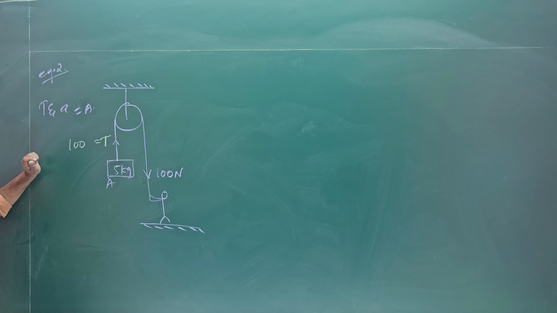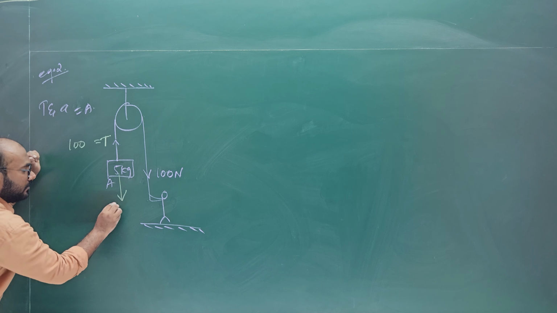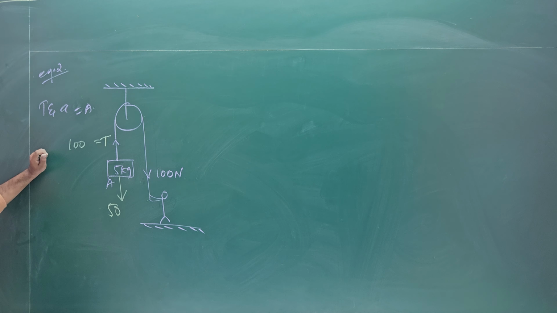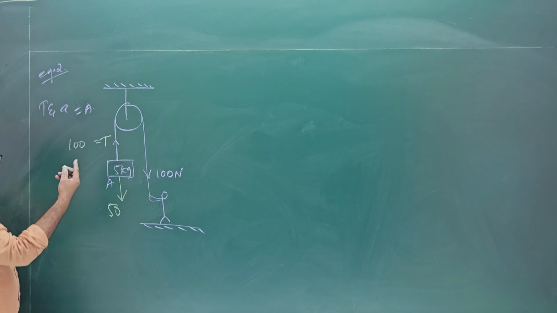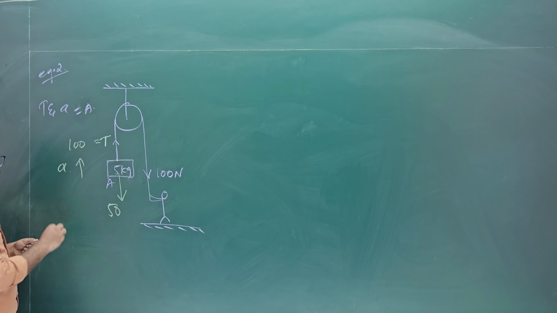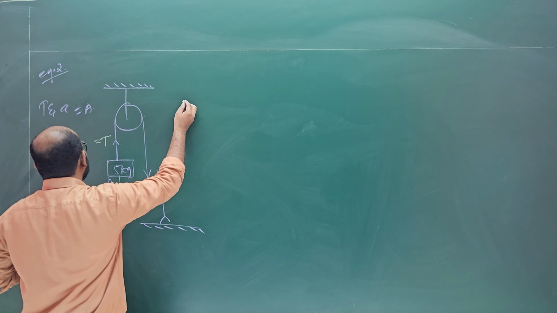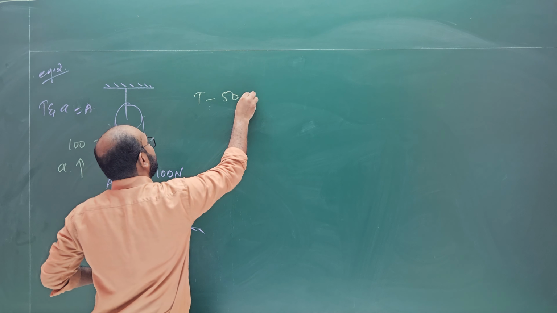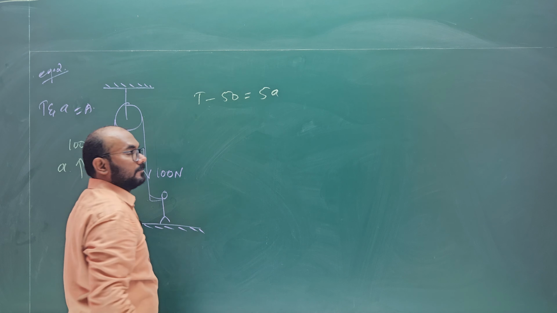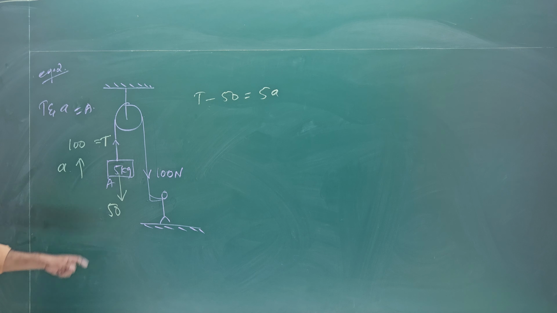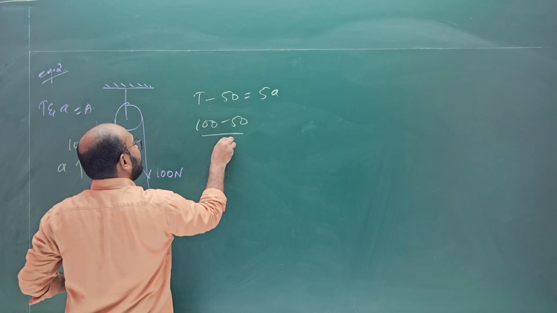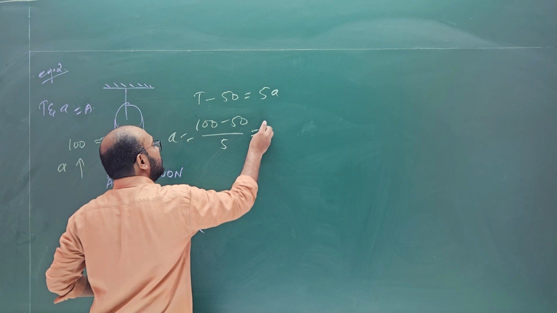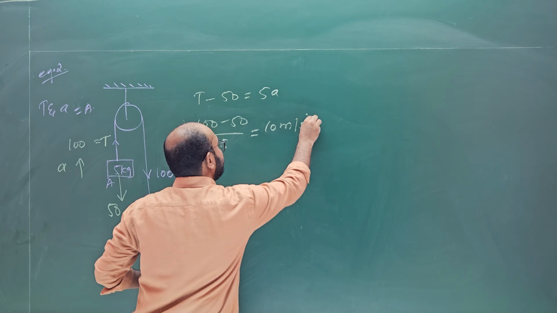This is a mass of 5 kg, and obviously in the downward direction the weight is 50 Newton. Who is greater, T or 50? T is greater, so the acceleration is in the upward direction. Then the equation is T minus 50 equals 5A. T is 100, so 100 minus 50 divided by 5. That is your acceleration, nothing but 10 meter per square second.